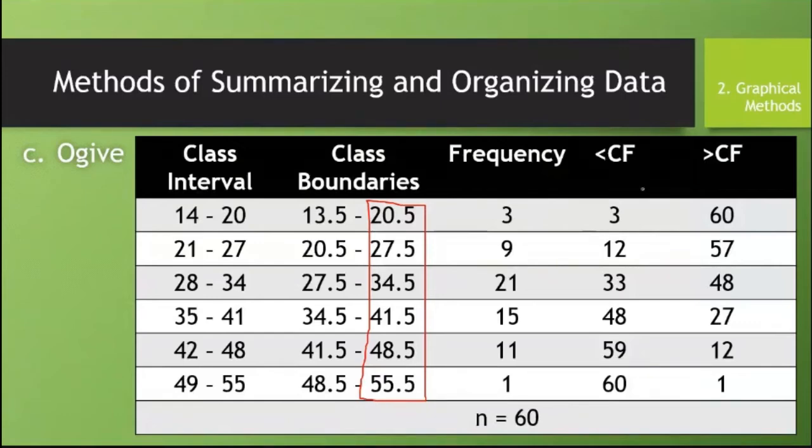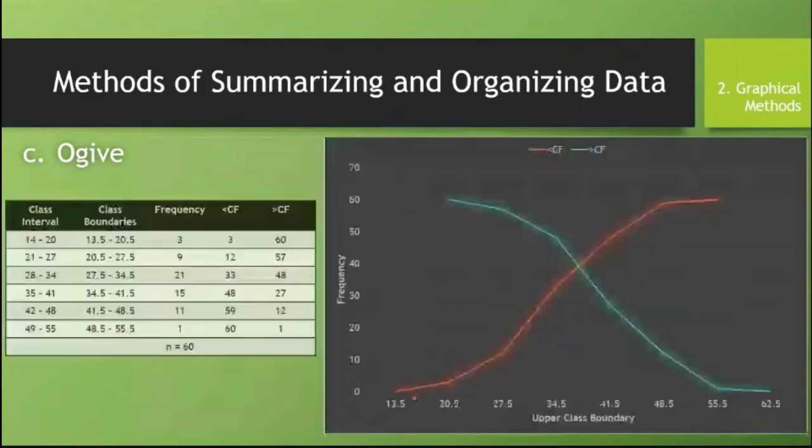So this will be our x-axis. Now, if you will be creating a less than cumulative frequency, this will be your y-axis. If you are creating a greater than cumulative frequency, this is our y-axis. So again, the upper class boundaries are plotted against the cumulative frequencies. Some would use class marks, but it is recommended again to use the upper class boundaries. So this is the equivalent graph of our example.